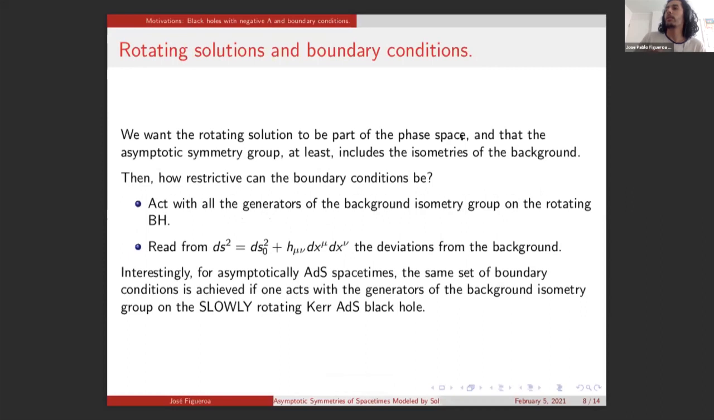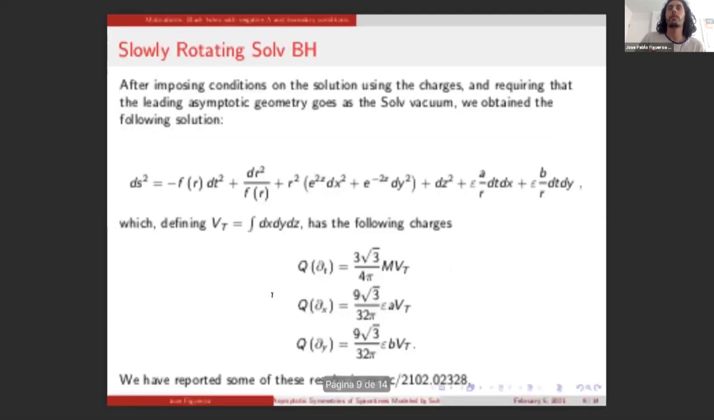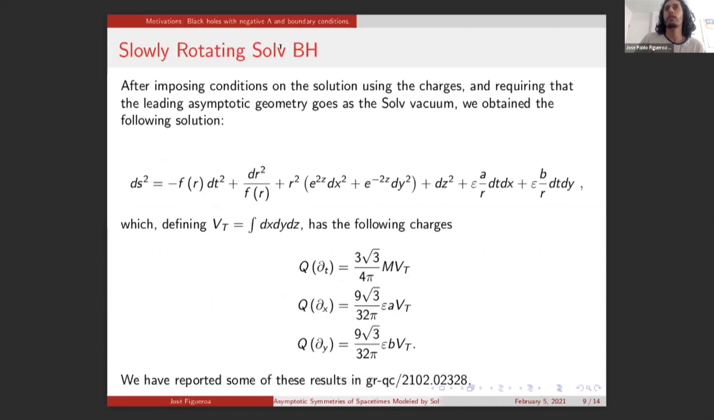In order to do this, one can constrain the boundary conditions by acting with the isometries of the vacuum on the rotating solution. This could be done also with the slowly rotating solution. So we construct a slowly rotating black hole modeled by Solv geometry, compute the charge, and we could only constrain some components of the boundary conditions.